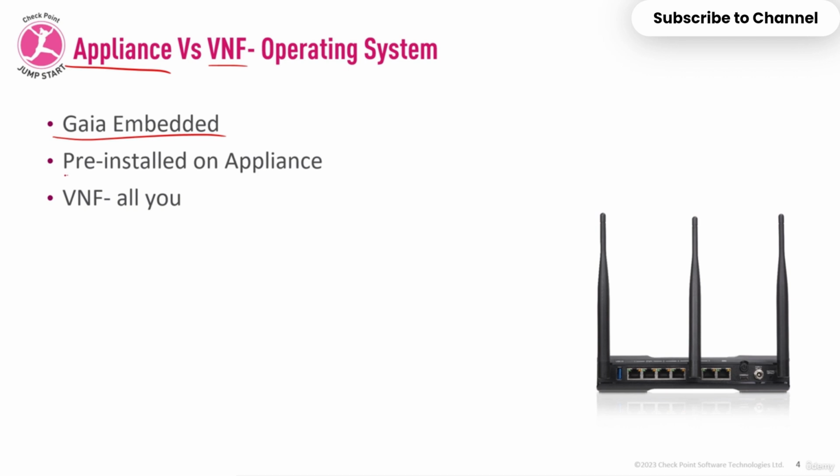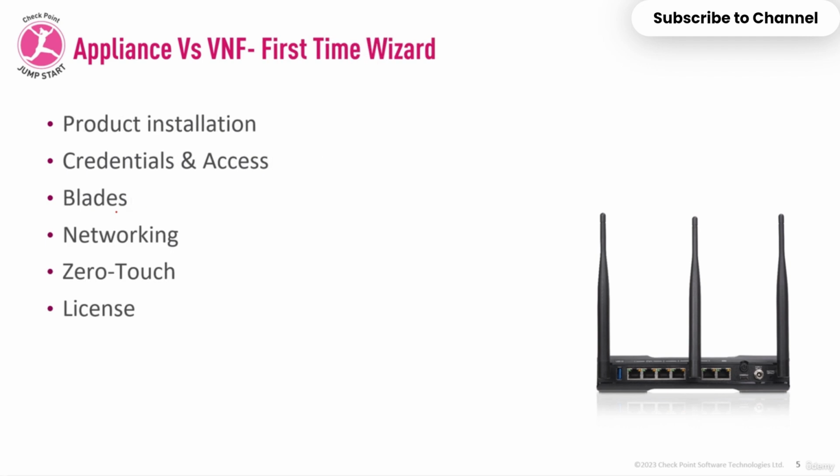If you're using an appliance, then the operating system is pre-installed, meaning you plug it in, the operating system is already running. But if you're using a VNF, you'll need to install the Gaia embedded yourself, which is actually really easy, so you don't need to worry about it. First time wizard is something you'll need to do on both appliance and VNF.